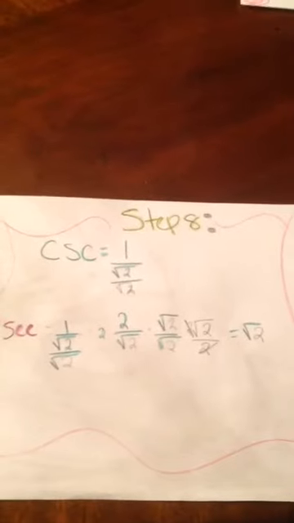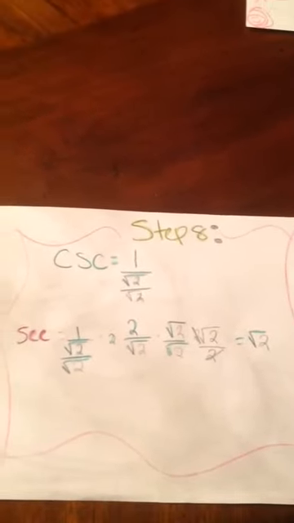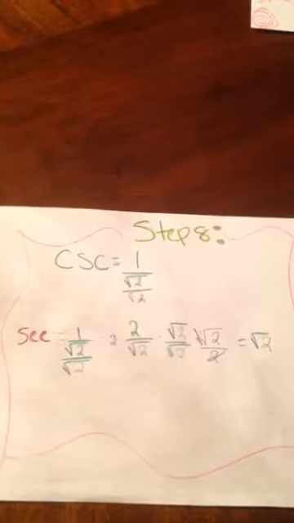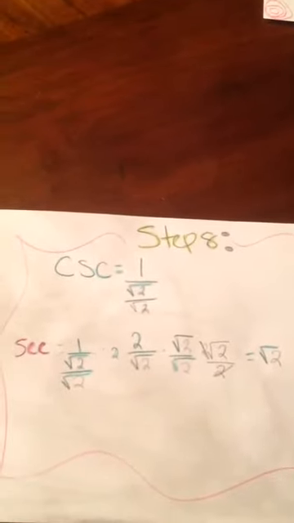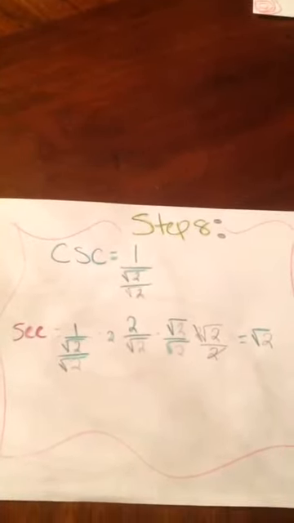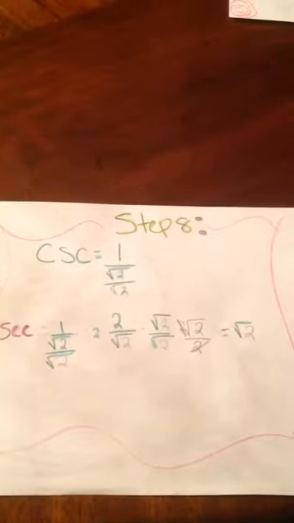We have to simplify it, so we would do 2 over square root of 2 times square root of 2 over square root of 2. So we would cancel out the 2's and get square root of 2 as the answer for cosecant and secant. And we have come to the end. This is how you find the 6 circular functions of 45 degrees.